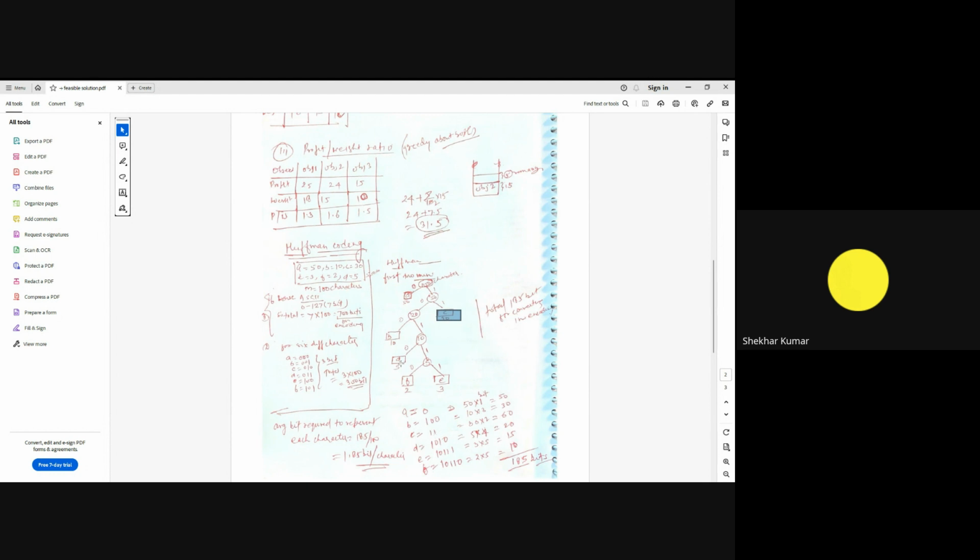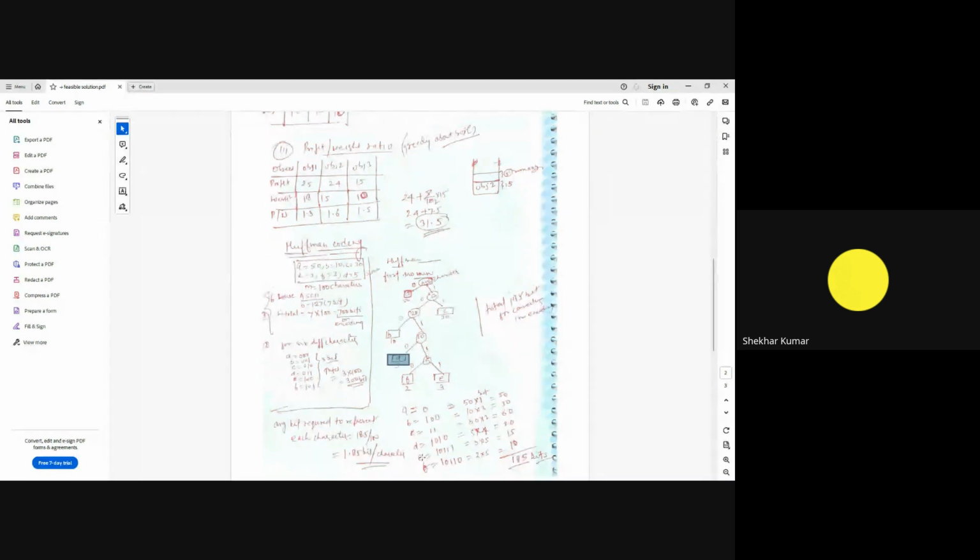And for D, how many bits do we require? 1, 0, 1, 0. We require 4 bits for D. And for E, E is here. We require 1, 0, 1, 1, 1. We require a total of 5 bits to represent E. And the same for F. For F, we require 1, 0, 1, 1, 0. It also requires 5 bits to represent the character F. You can see that every character has a unique code.